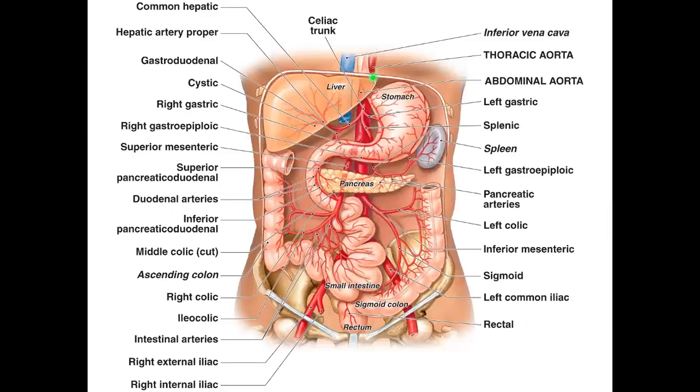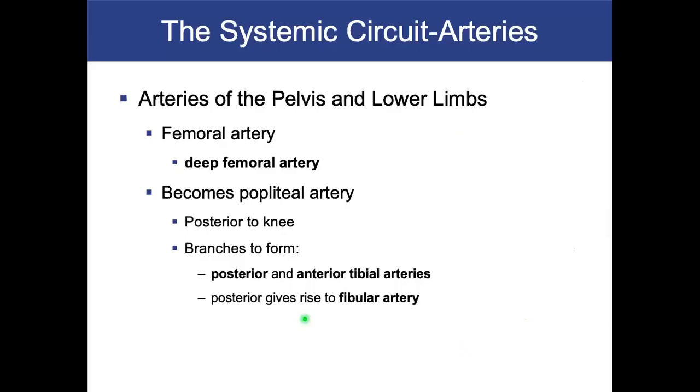Here's your thoracic aorta, abdominal aorta, and it branches off to all these different tributaries to the organs, and then it turns into your internal and external iliacs. Femoral artery, you have a deep femoral artery, becomes a popliteal. So we have different names for that artery. We have different names of the same artery, just different locations, so it has different names.